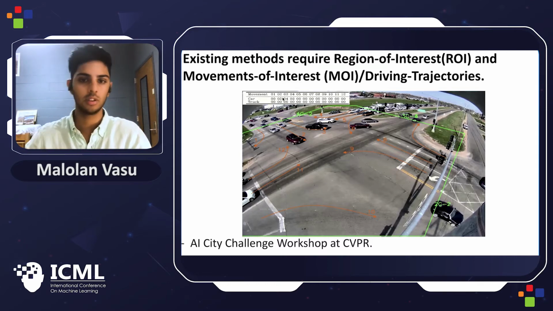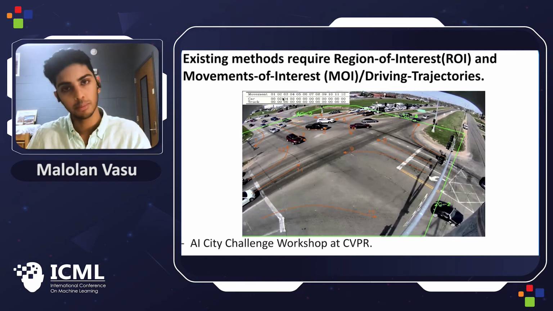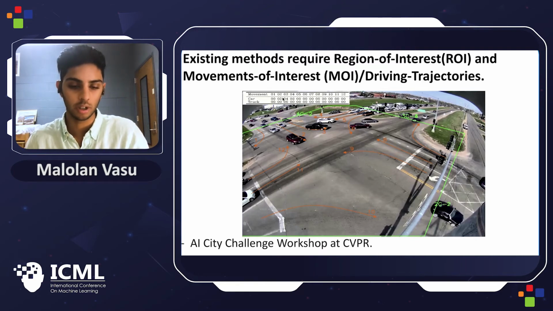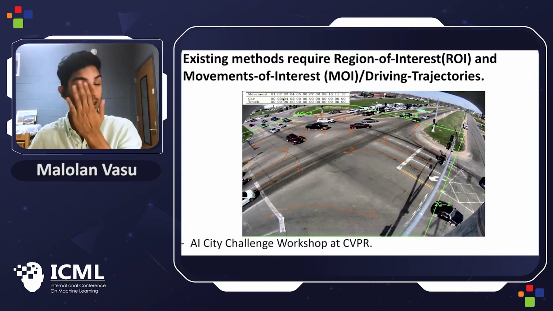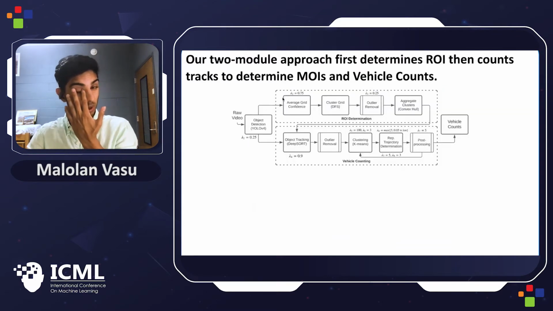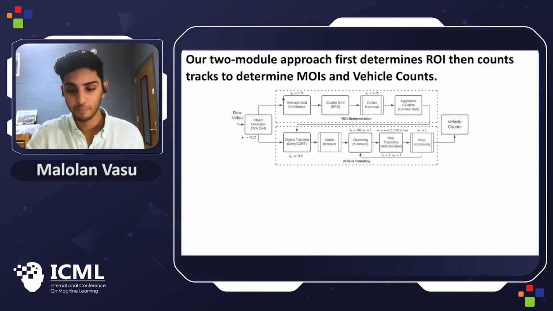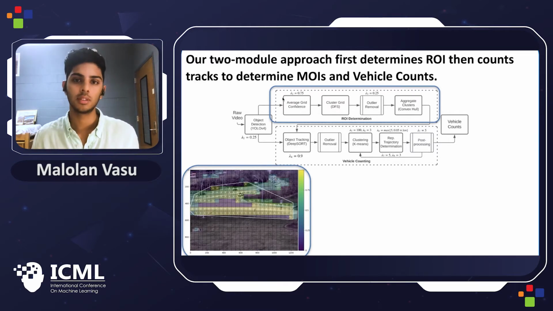So our idea is to do away with all the human annotation. Simply given the video footage, we're going to try to determine the vehicle counts and the driving trajectories. The way we do this is a two-step process. The first figures out the region of interest.